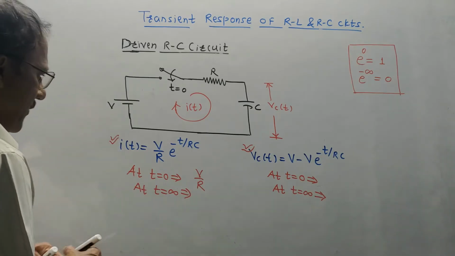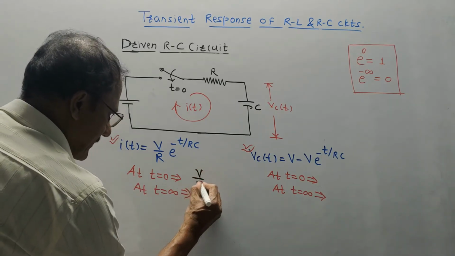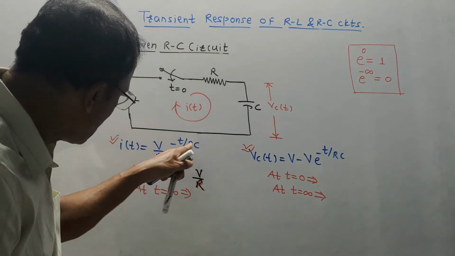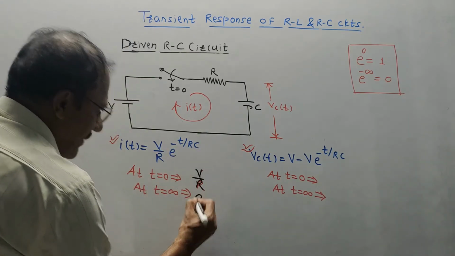Same way, if you put t is equals to infinity, you will get e raised to minus infinity, which is 0, so 0 into V by R becomes 0.